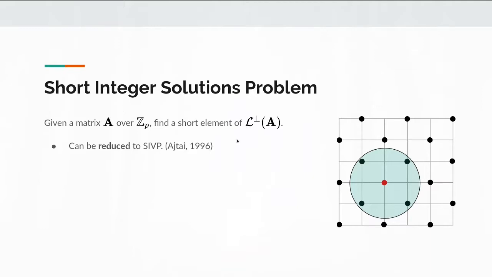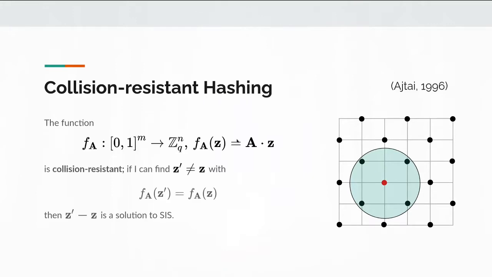So this problem is hard as long as you can't solve every single lattice. If there's any lattice out there that SIVP is hard in, then this problem is hard, no matter what. That's a really strong result. And we can use this to build a nice hash function, a collision-resistant hash function.